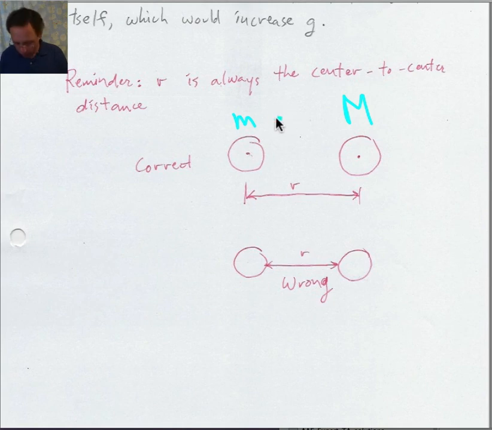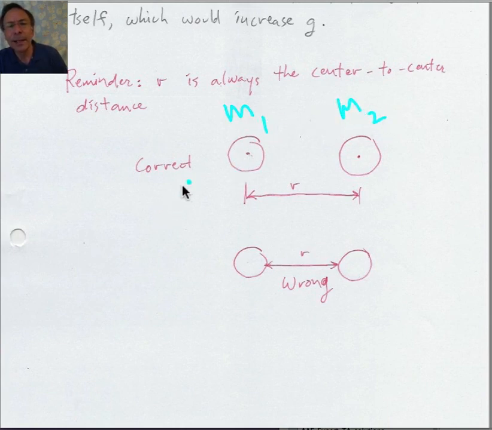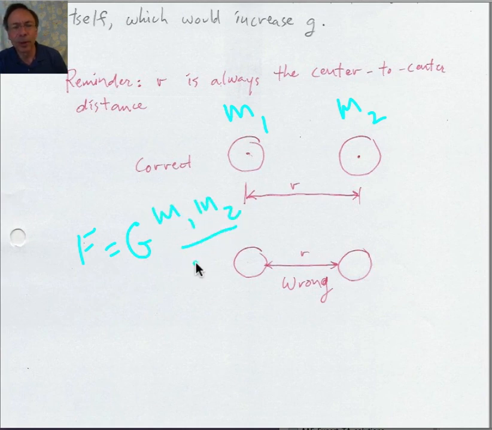But a lot of times it's going to be M1 and M2. And in that case, the universal gravitation formula looks like this: F equals capital G M1 M2 over R squared. Or it could have been D squared. So anyway, just watch out for this changing notation. I'm sorry, but that's just the way it goes.